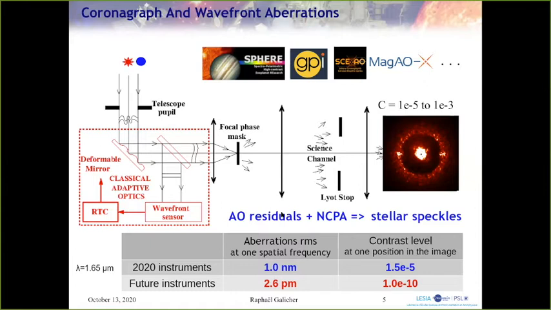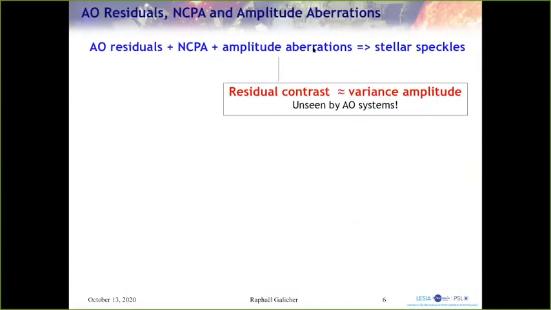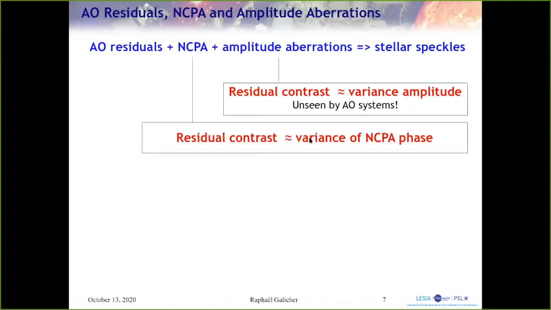So let's look at these error residuals and NCPAs that are inducing the speckles. And actually, there are also amplitude aberrations that I haven't talked about yet, but now I do. We have amplitude aberrations in the pupil, and these ones are unseen by the AO systems. The residual contrast in the coronagraphic image is roughly equal to the variance of this amplitude. About the non-common path aberrations, it's the same thing. The residual contrast is roughly equal to the variance of the NCPA phase.